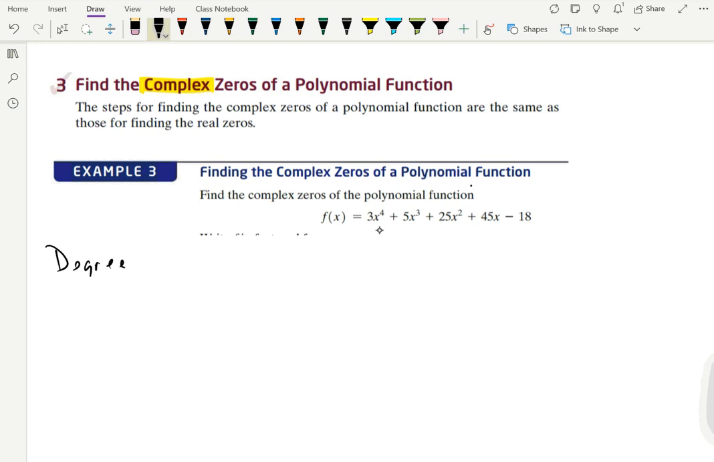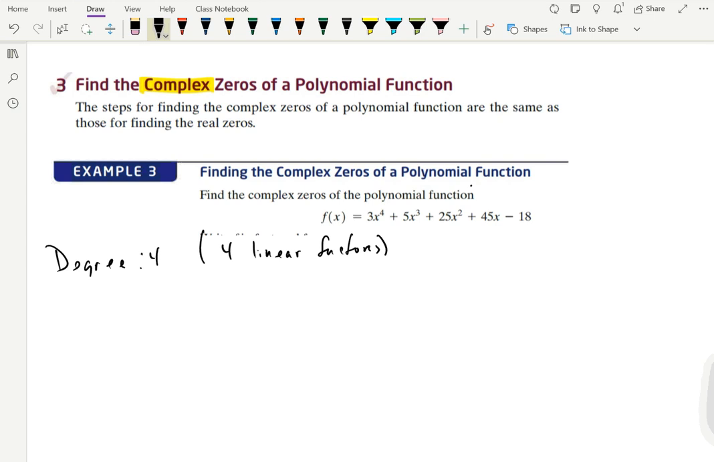So as we continue here, let's take a look at our function. We got f of x is 3x to the fourth plus 5x cubed, 25x squared, plus 45x minus 18. First thing we do is we notice that we've got it in standard form, and we got decreasing order, and 4 is our degree. That means then that we can write this with 4 linear factors. Okay, so we want to go ahead and be able to find some of these items.